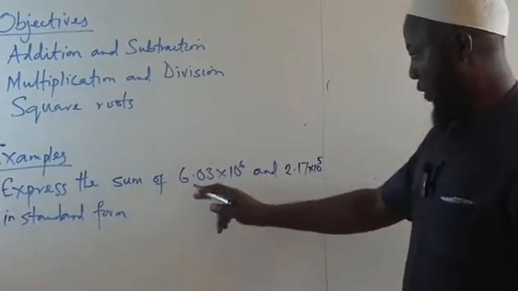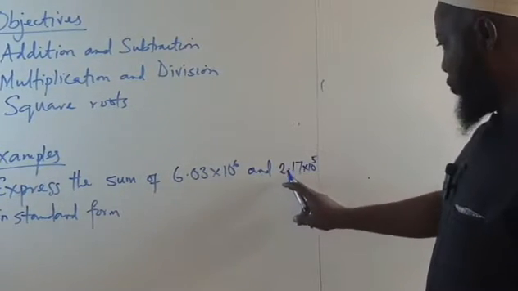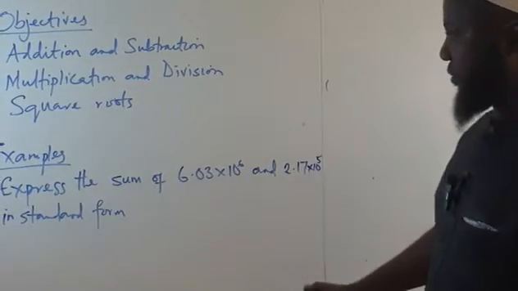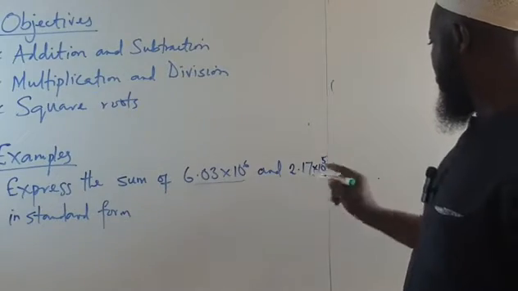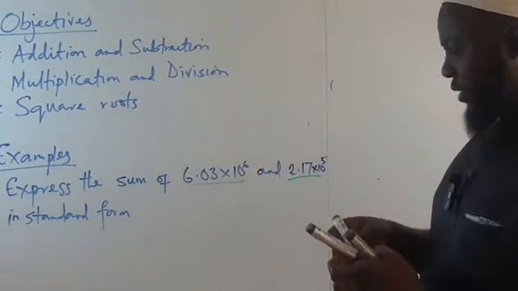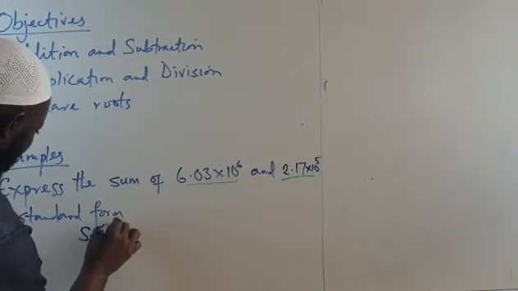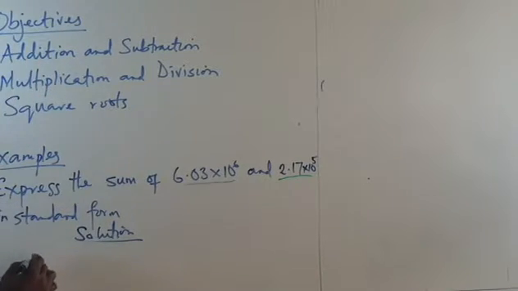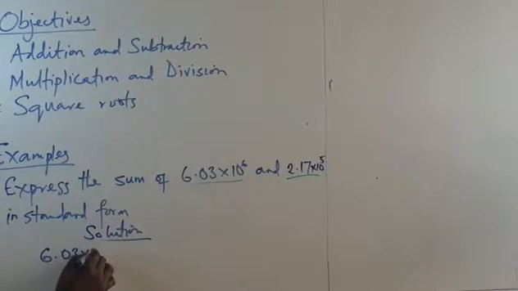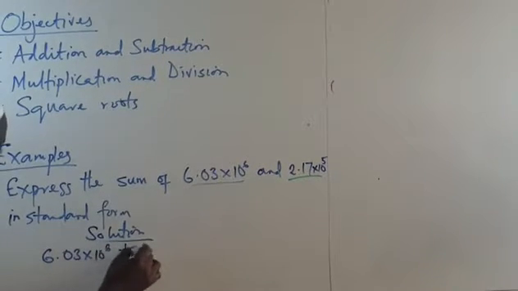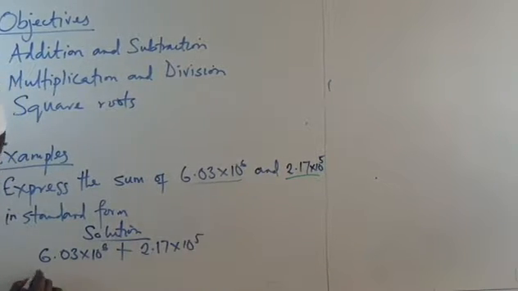Express the sum of 6.03 multiplied by 10 raised to the power 6 and 2.17 multiplied by 10 raised to the power 5 in standard form. If you look at this, it is already in standard form. This also is in standard form. So to solve this, the solution will be 6.03 multiplied by 10 raised to the power 6 plus 2.17 multiplied by 10 raised to the power 5.